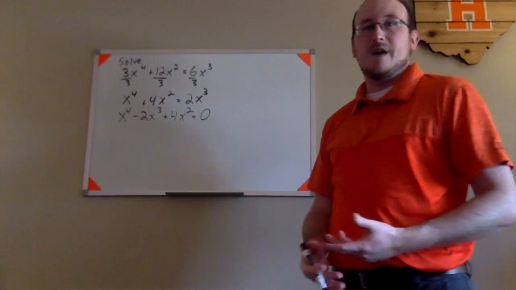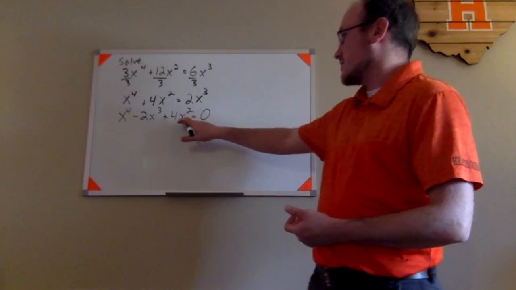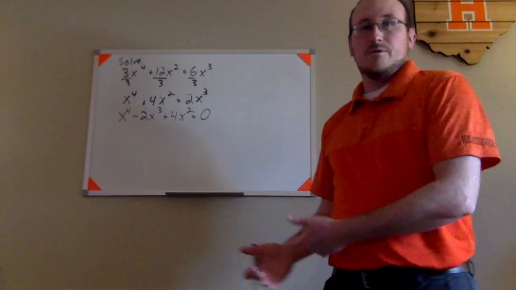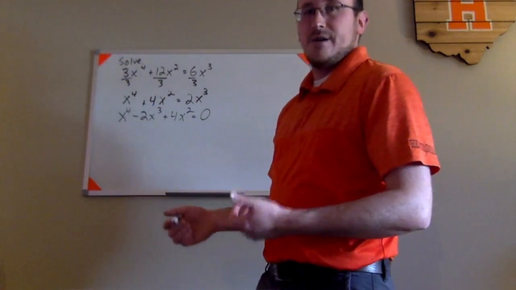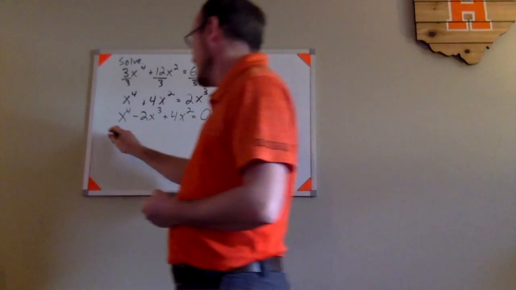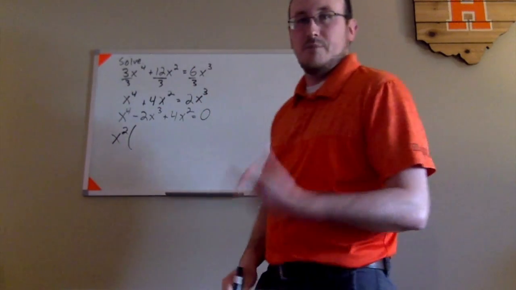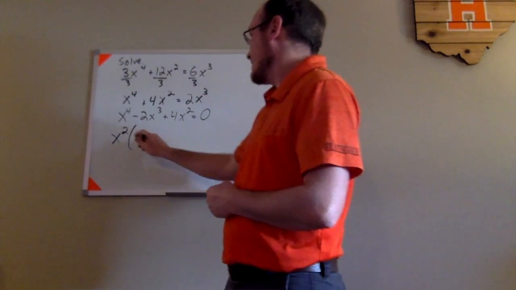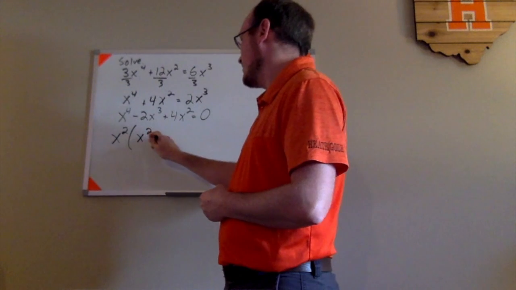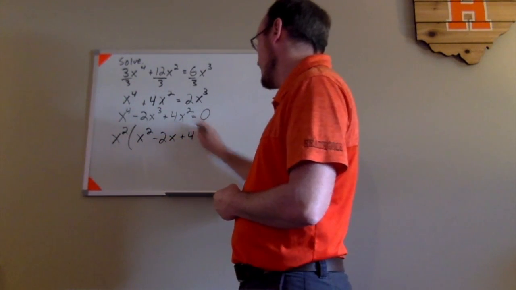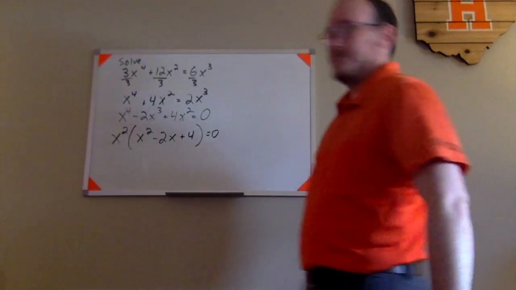Okay. Taking a look at that, I still see the x showing up in all three terms, so I still have a common factor. In this case, that common factor is x squared. That's the smallest power of x that I would be able to take out of all three terms. So I'll go ahead and factor out that greatest common factor of x squared. Doing that, that's going to decrease all the powers of x by 2, since I'm taking 2 of them out. That will leave me with x squared times x squared minus 2x to the first plus 4 is equal to 0.